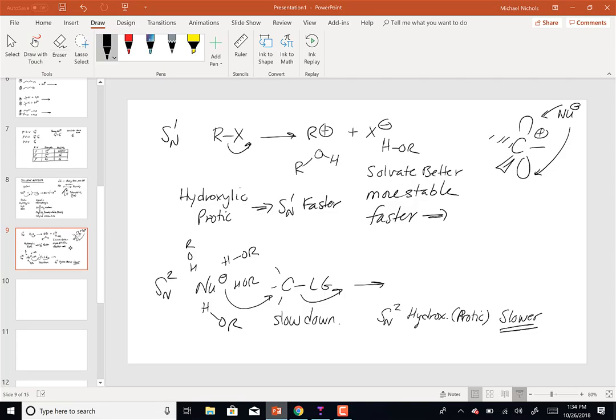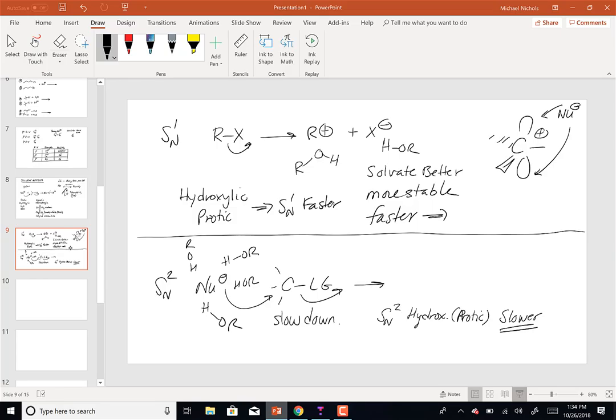Well, these are two totally different mechanisms. So if you're doing SN1, you're using a weak nucleophile and a tertiary halide. If you're doing SN2, you're using a primary halide with a strong nucleophile. So these are two totally different reactions.